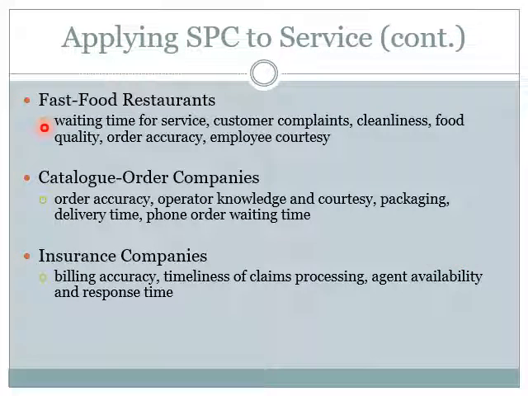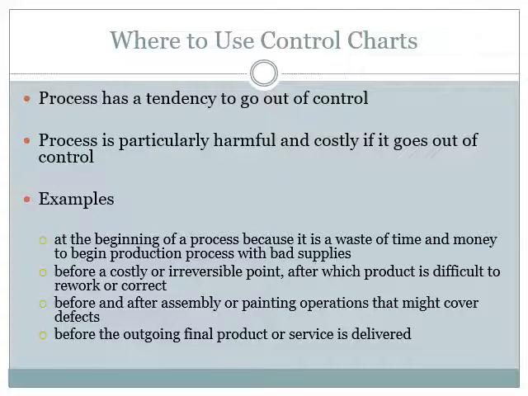Similarly, for the fast food restaurants, what is the waiting time for service? Customer complaints, cleanliness, hygiene, all those things are part of the services. And likewise for catalog order companies, for insurance companies, what is the accuracy of the billing, how they pass claims and other things. So this is how we can see that statistical process control can be applied to the service sector. Now let's see where to use the control charts.